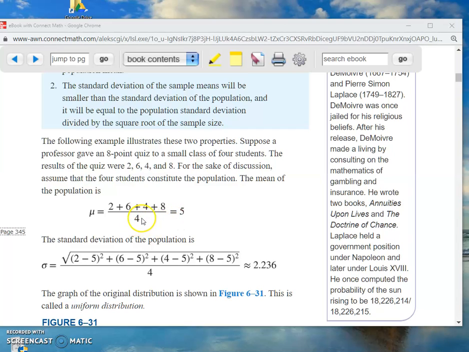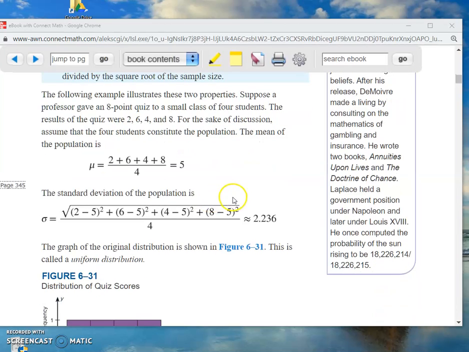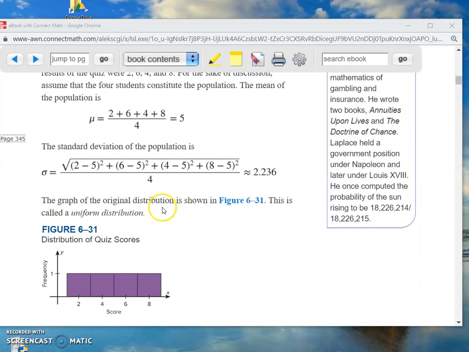As opposed to a sample mean. It's not an x-bar, it's a mu, right? Okay, so it's 2 plus 6 plus 4 plus 8 divided by 4, boom, is equal to 5. The standard deviation of the population, again using sigma here, okay, the top part is fine.